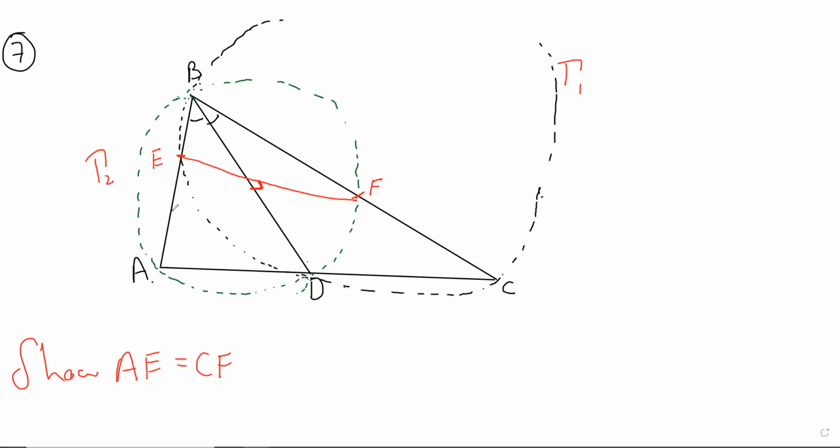But why? Because the two triangles are congruent. Yeah, because of that. Okay. And BE is the radius. So if BE is equal to BF, then AE is equal to CF.